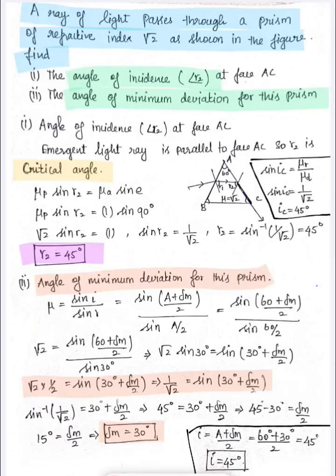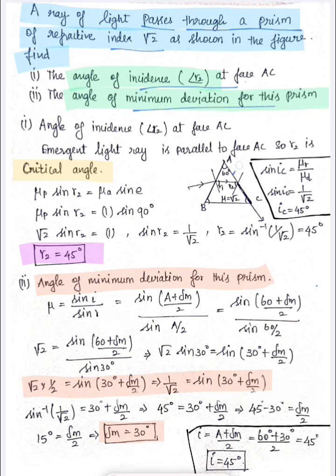Hello students, today we solve one question from refraction of light through a glass prism. The question is: a ray of light passes through a prism of refractive index √2 as shown in the figure. Find the angle of incidence R2 at face AC and the angle of minimum deviation for this prism.